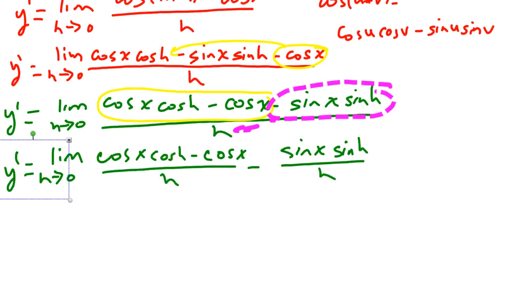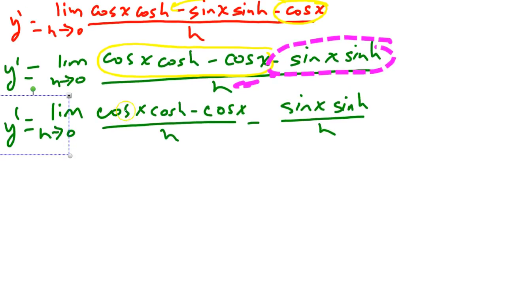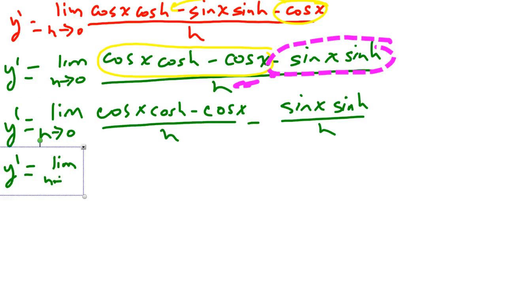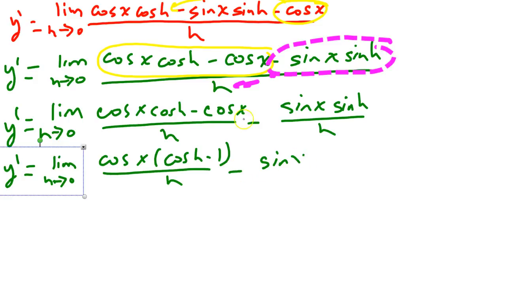All right? Now, would you agree that I can factor out a cosine of x from these first 2 terms in this first fraction? I would get the derivative is equal to the limit as h approaches 0 of the cosine of x times the quantity cosine of h minus 1, all over h, minus the sine of x times the sine of h all over h.